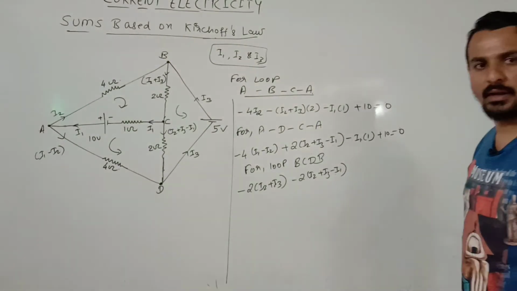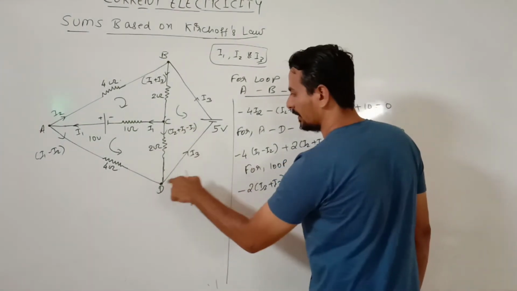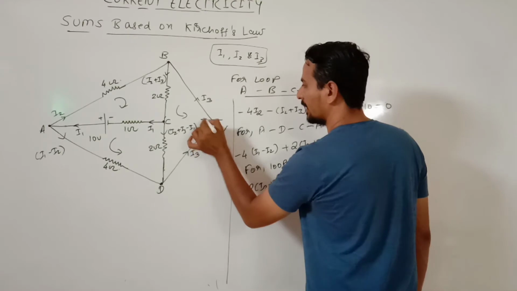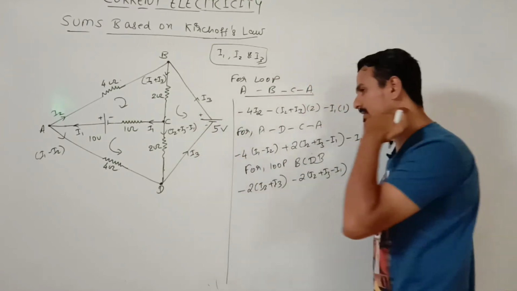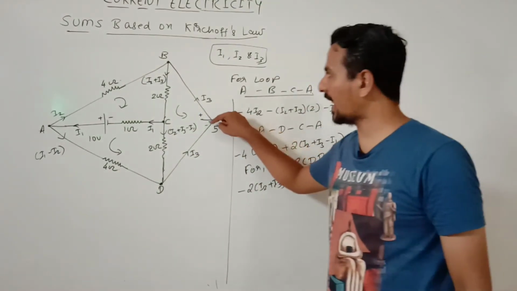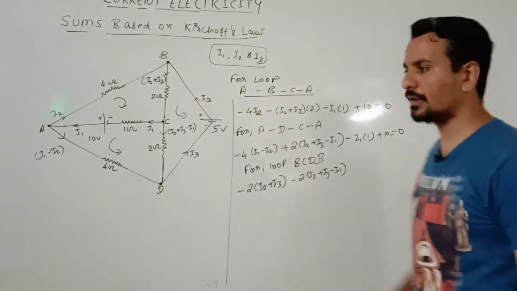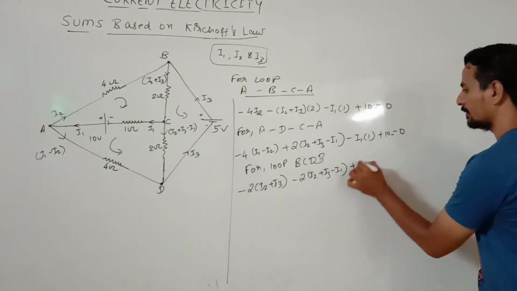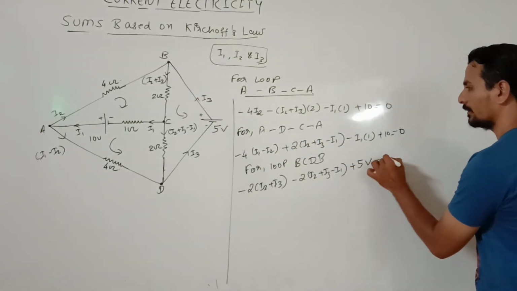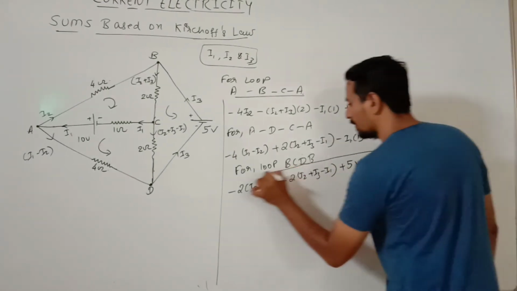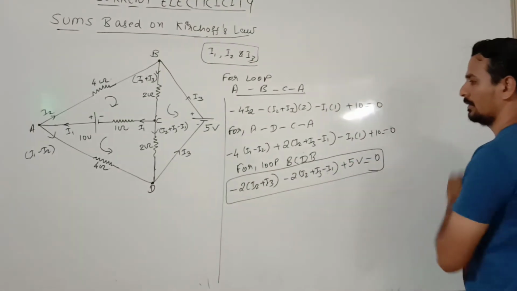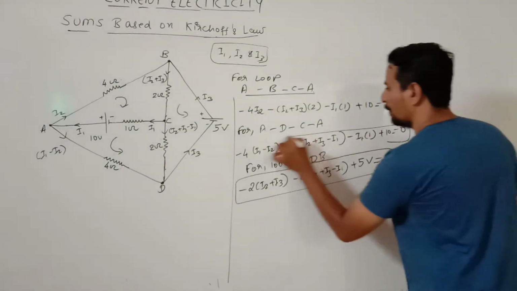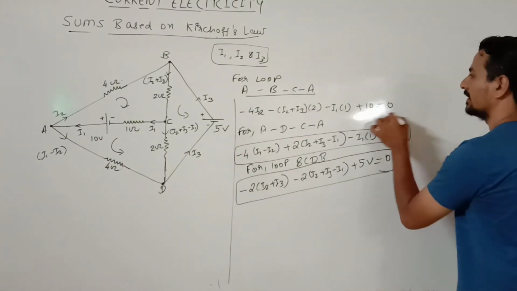Right? Now we are moving in this direction. So we are facing the negative terminal of the battery first, or we are moving from negative to positive terminal. So the drop will be considered positive. So plus 5 equals to 0. So this is your third loop. This is your second loop. And this is your first loop.